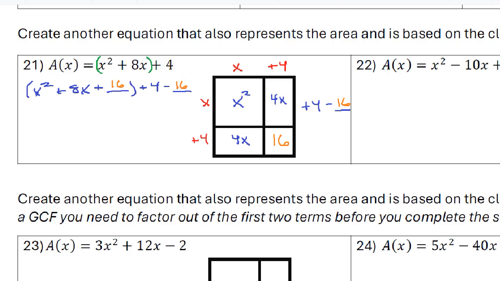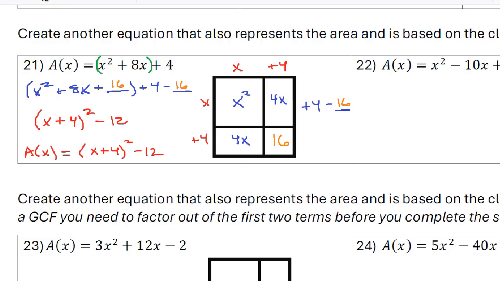And let's write our final equation. The actual perfect square of x squared plus 8x plus 16 is right here. It is x plus 4 squared. And then we had this leftover 4, but we added 16, so we have to subtract 16. This is 4 minus 16, which is negative 12. Now I'm going to go ahead and write this final answer. A of x equals x plus 4 squared minus 12.